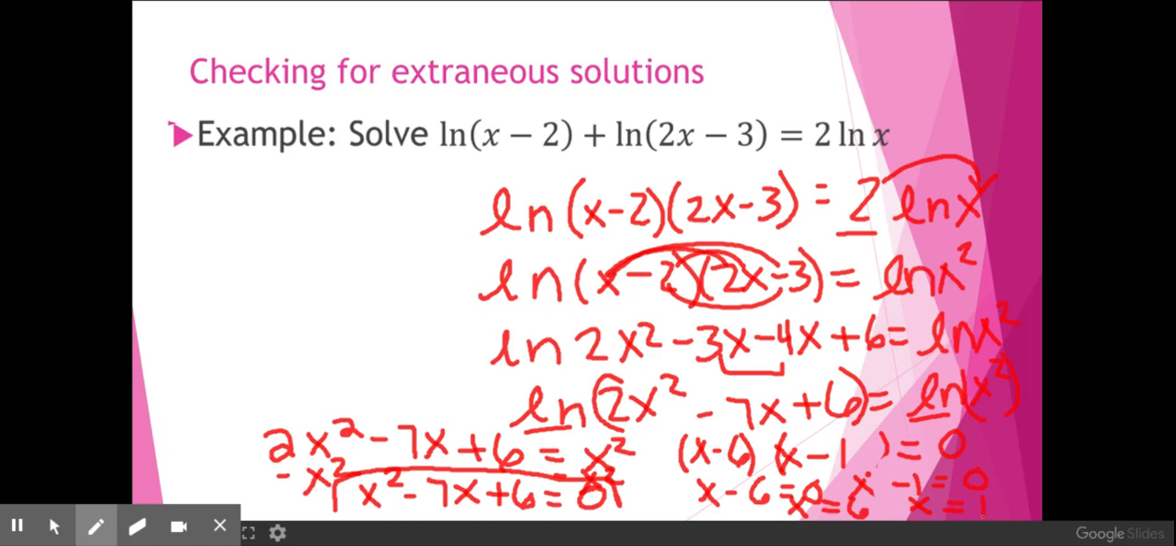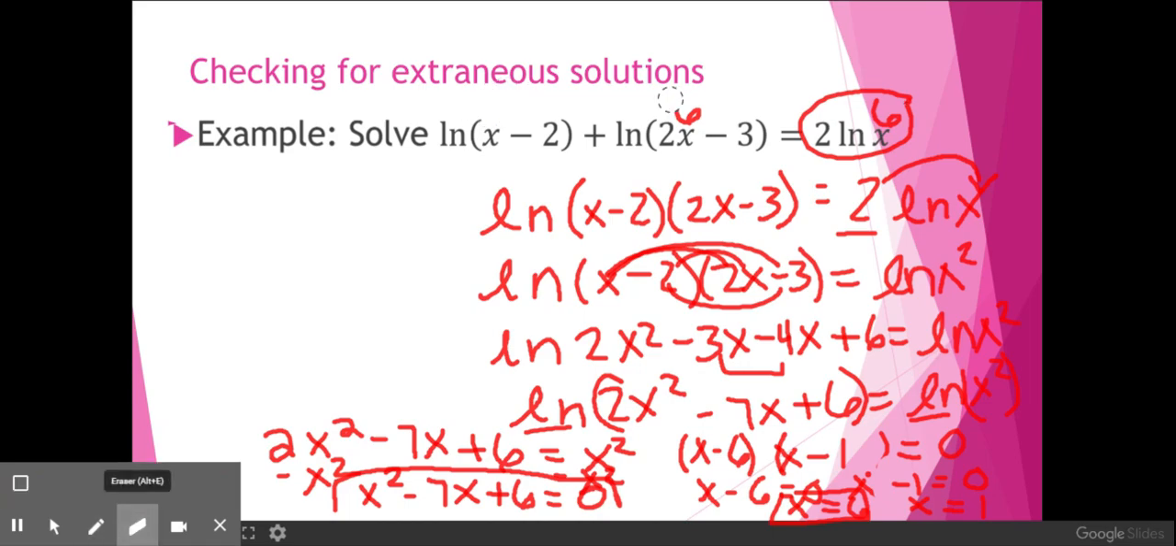So what we're going to do now is check to make sure that this works in our equation. So let's start with x equals 6. If I plug in a 6 here, a 6 here, and a 6 here, let's think about this. So here, this is going to be positive. 6 is a positive number. Here, I get 2 times 6 is 12, minus 3 gives me 9, positive number. 6 minus 2 is 4, positive number. All right, 6 checks out.